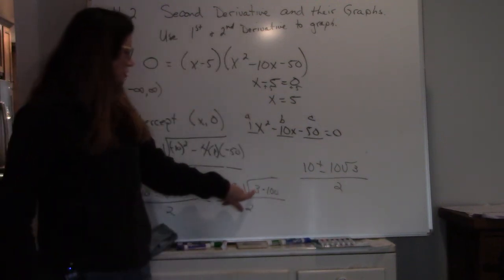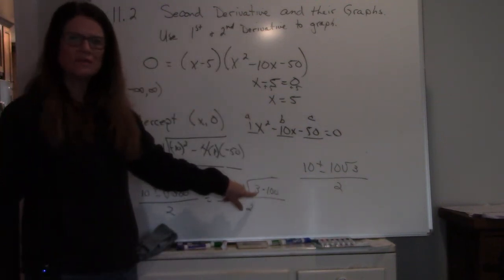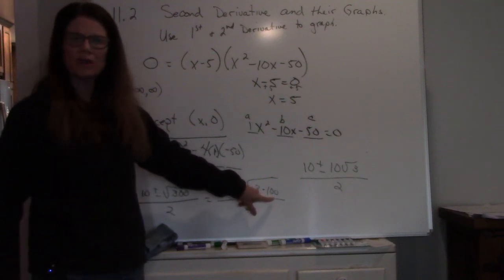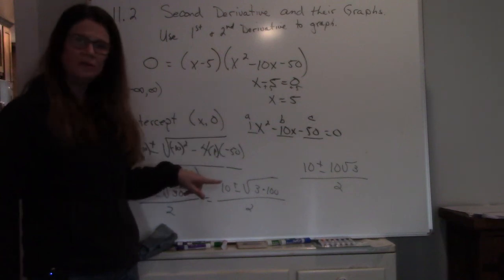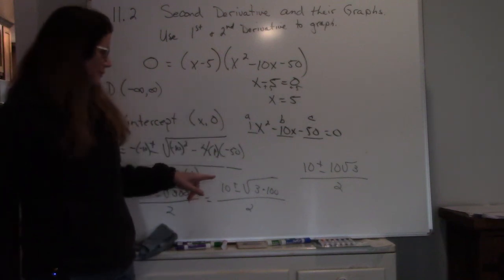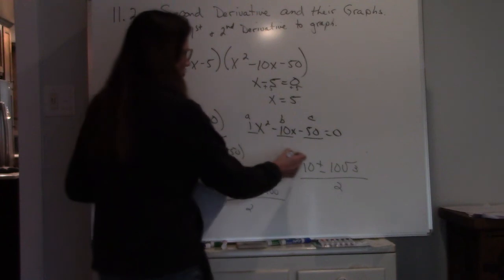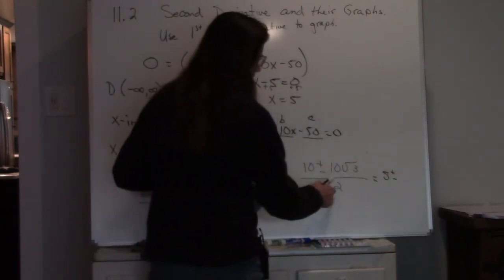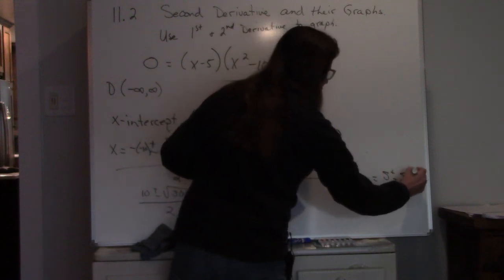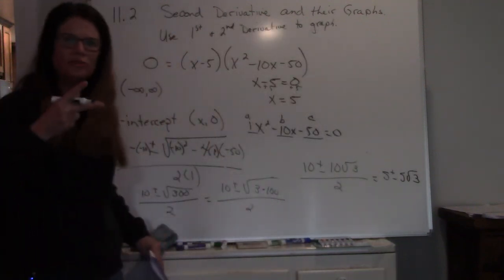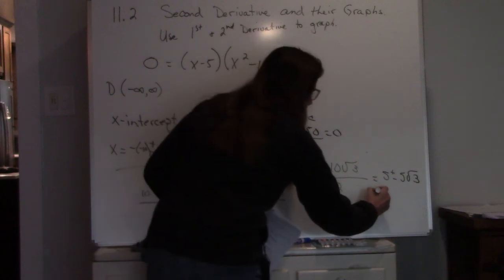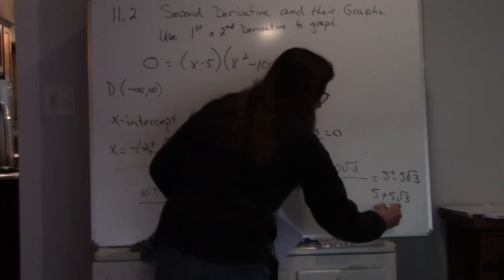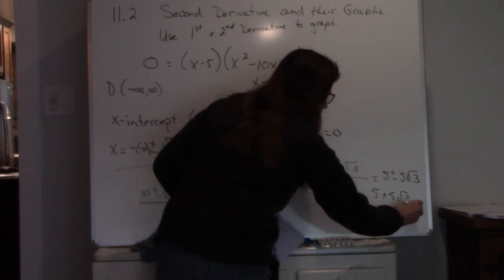Now, notice the 3 stays under the square root sign. The only thing that gets pulled out is the square root of 100. So that gets pulled out as a perfect square. And now I can simplify. So 10 divided by 2 is 5, plus or minus 10 divided by 2 again is 5, square root of 3. So notice I have two answers here. I have 5 plus 5 square root of 3, and I have 5 minus 5 square root of 3.